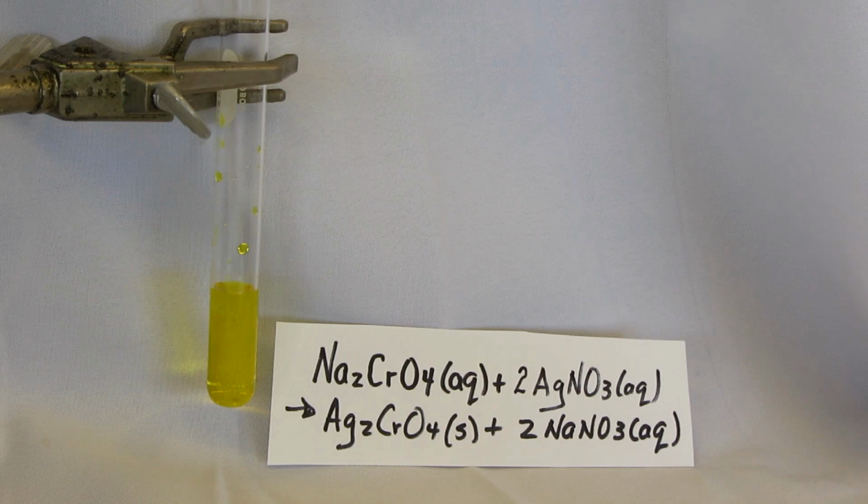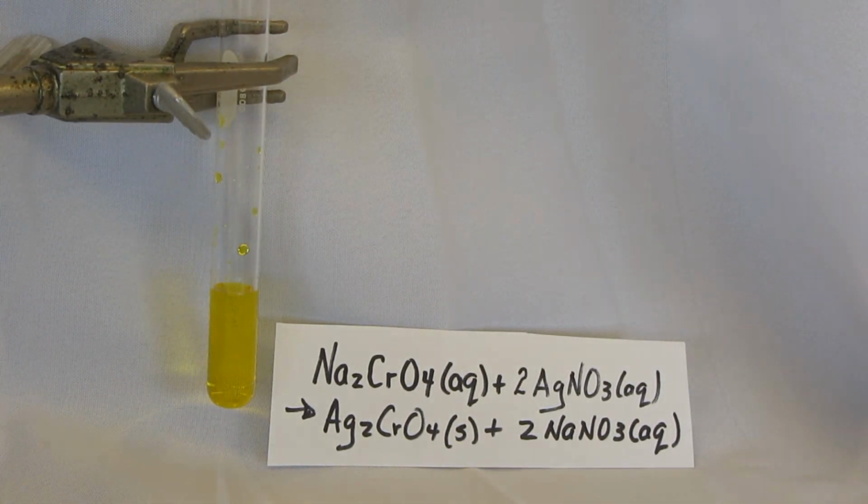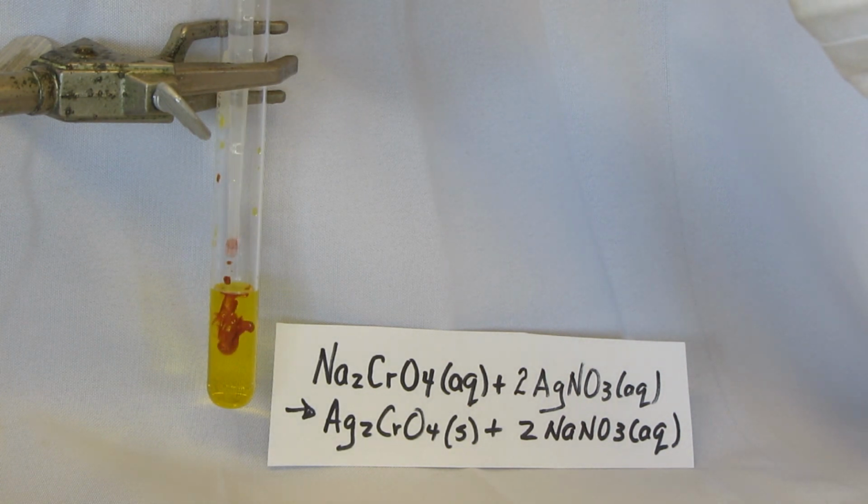So in the test tube I have a clear yellow solution of sodium chromate, and from the pipette I'm going to deliver a clear colorless solution of silver nitrate, and when the two meet, it forms a brilliant brick red colored precipitate of silver chromate.